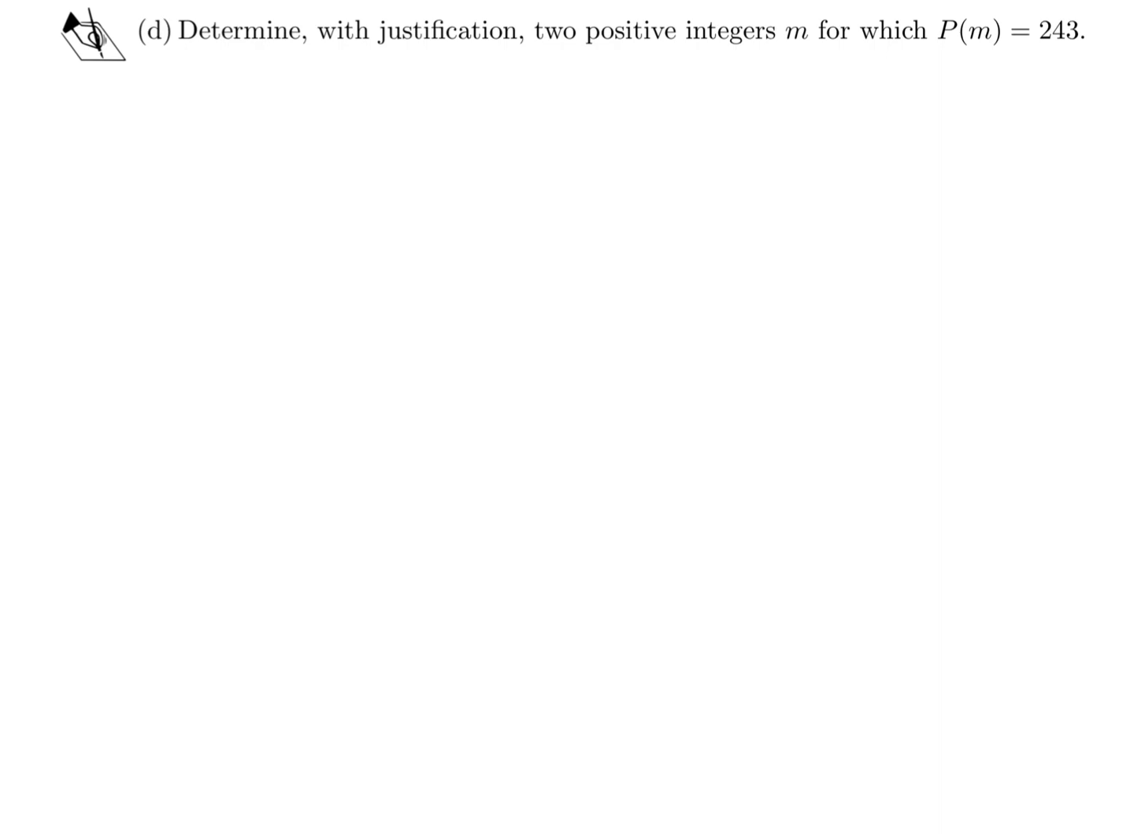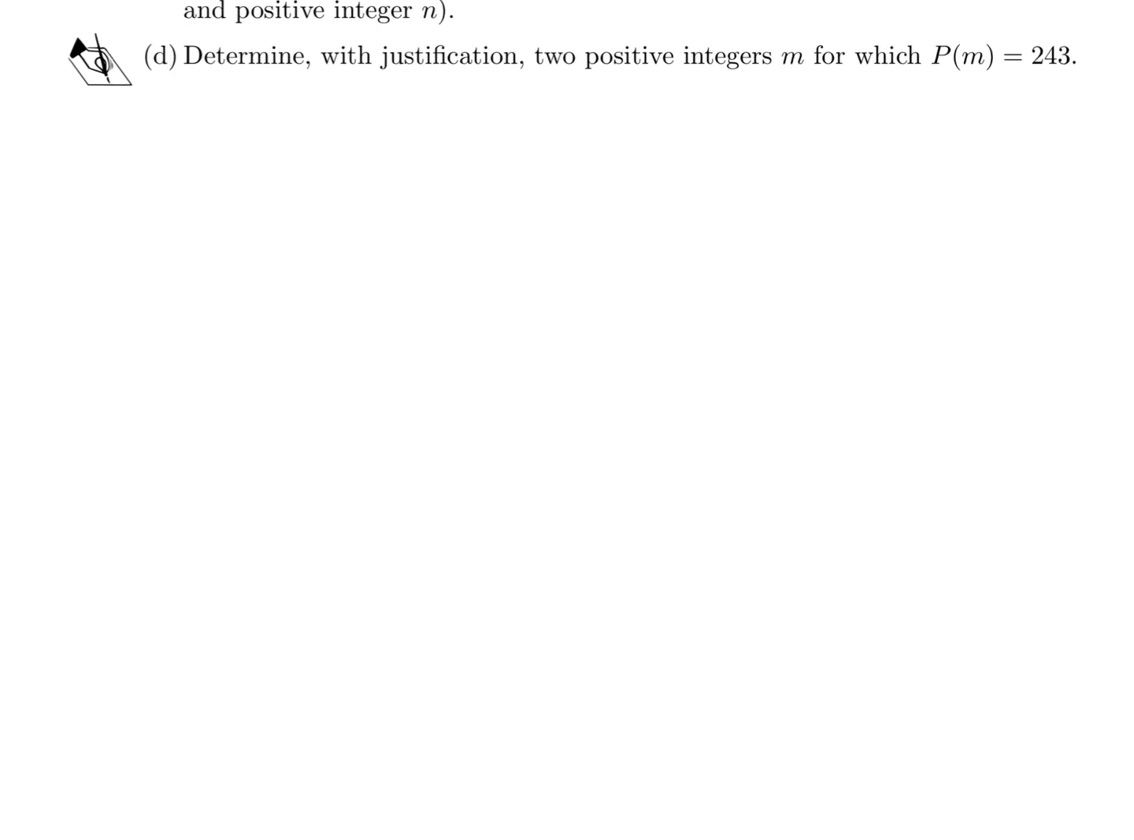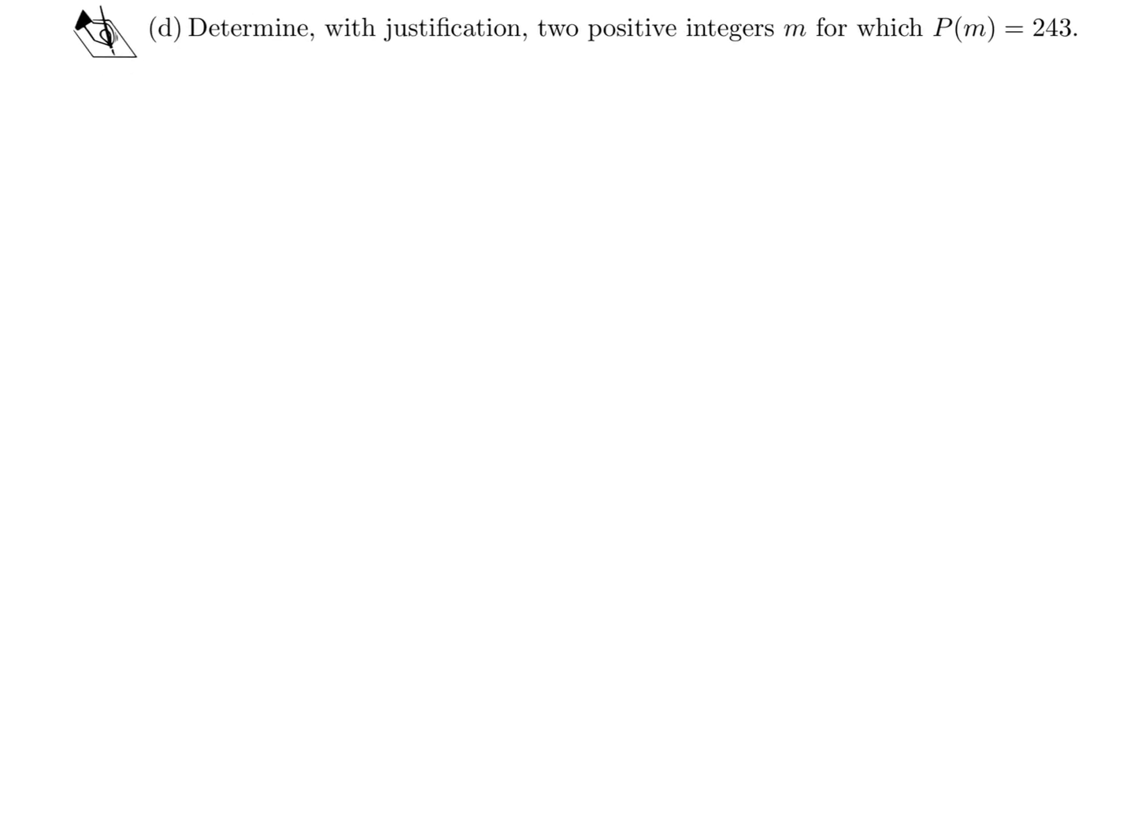And we have finally determined with justification 2 possible integers m for which p of m is equal to 243. All right, here we go. So p of m is equal to 243, and they want 2 possible values. Okay. Well, the first thing I'm going to do is, let's see, 243 is what? 3 to the power of 5, right? So that's going to be the first part.